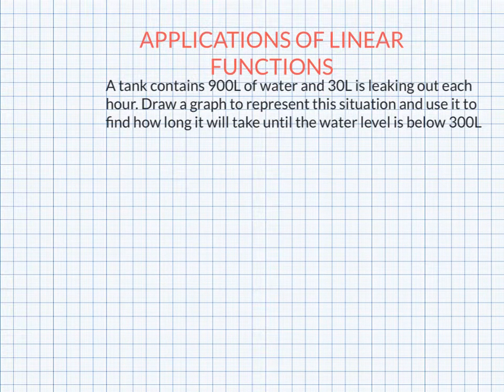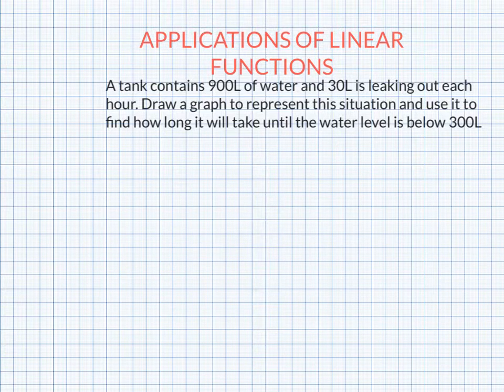A tank contains 900 litres of water, 30 litres is leaking out of it each hour, and we will represent this with a graph and use it to find how long it will take the water level to be below 300 litres. So I'm going to start by writing an equation. So I'm going to turn this information in black into an equation.